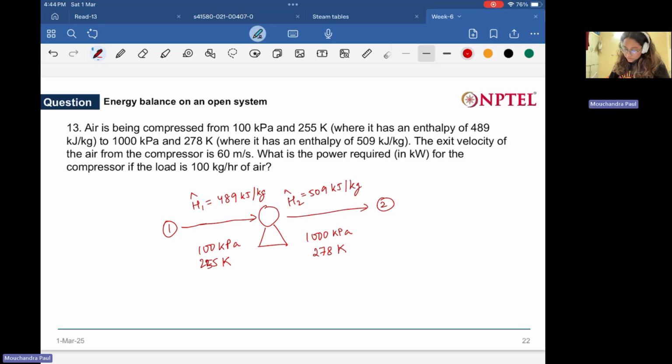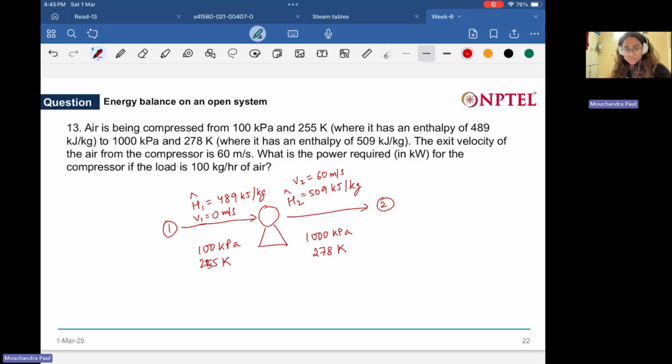The exit velocity of the air from the compressor is 60 meter per second. So the velocity V2 is 60 meter per second. Here the velocity V1 was 0. Okay. So we need to calculate the power required in kilowatt for the compressor if the load is 1000 kg per hour of air. Okay.